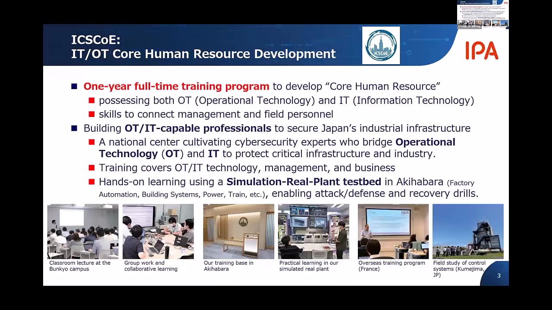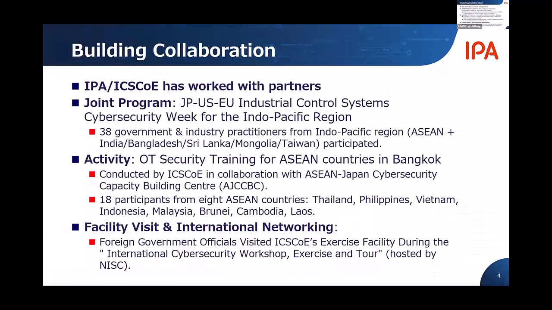The facility simulates real control systems such as factories, buildings, and power plants, letting participants learn through attack and defense exercises. The photos below show lectures, group work, and field training in Japan. Also, the central picture is our training base at the Akihabara entrance. On the right side, participants are running our simulated real plant.